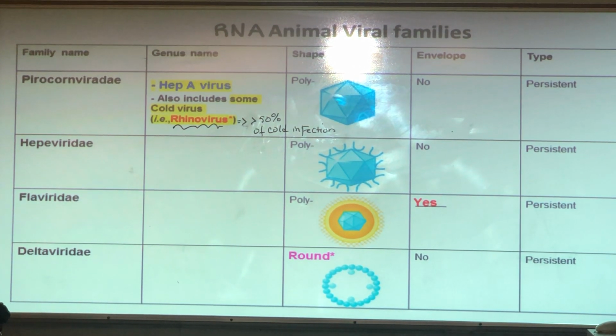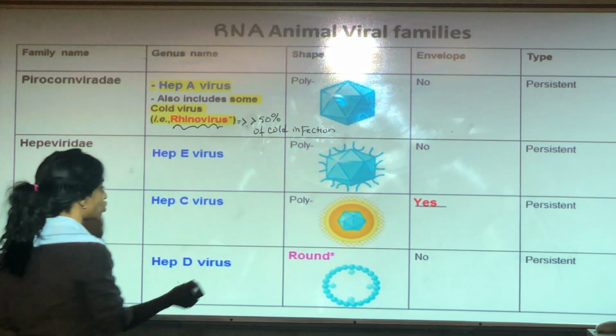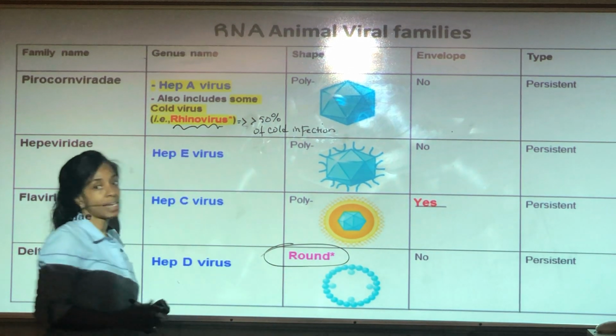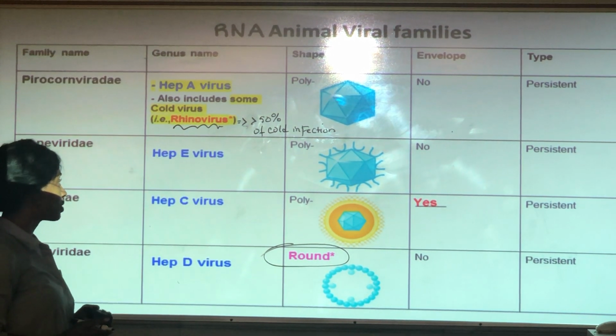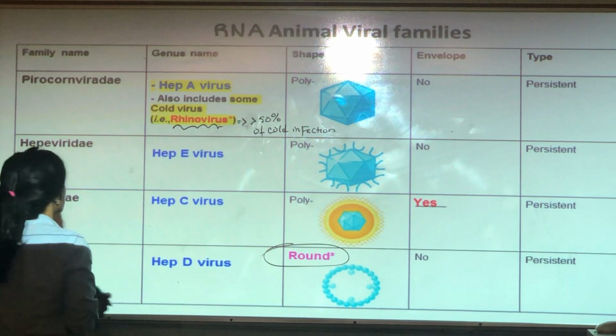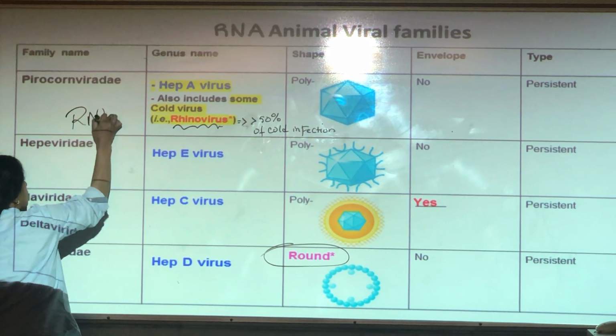All right, in your Hepaviridae family, we have our hepatitis E virus, and hepatitis E also has a polyhedral shape. The Flaviviridae family, this is now your hepatitis C, right? And this is an envelope polyhedral virus. And then in the Delta Viridae family, we have hepatitis D, which also has an unusual shape. Make sure on your slides you update it to round. All right, so it is a round non-envelope virus. So most of the hepatitis viruses, as I mentioned, are RNA viruses.